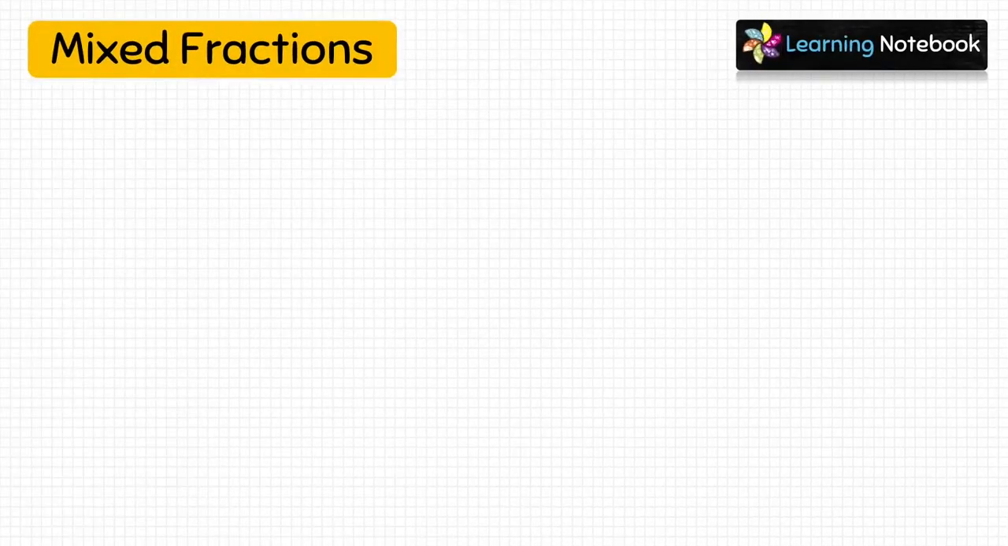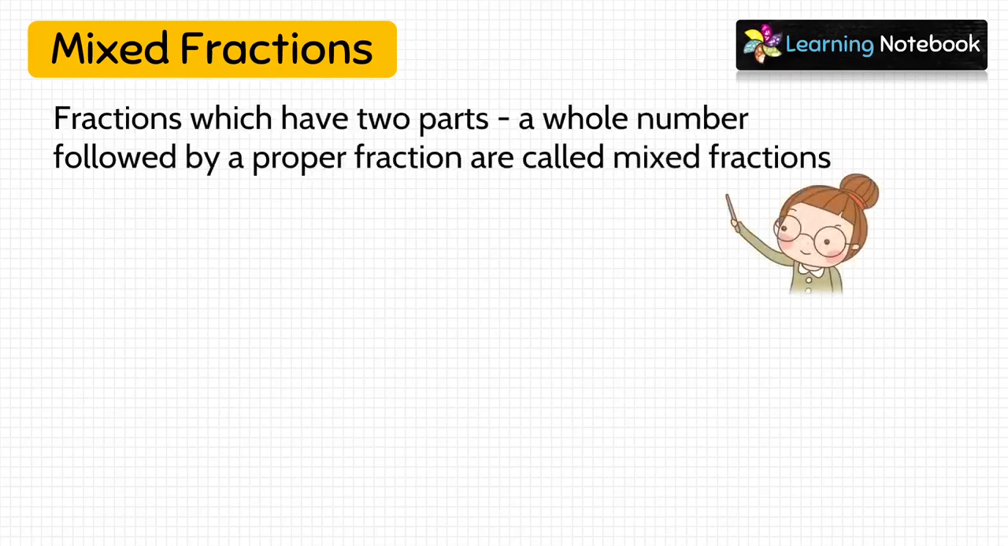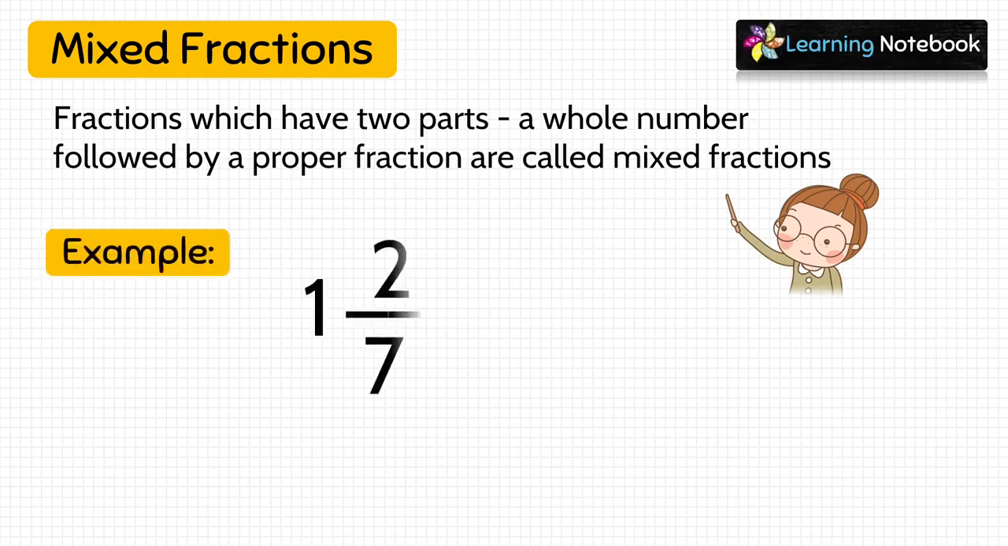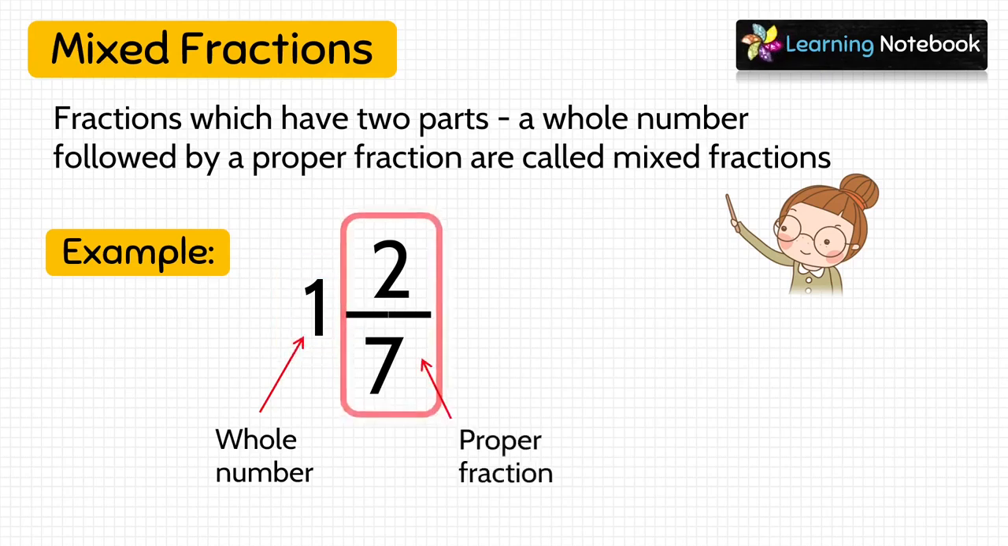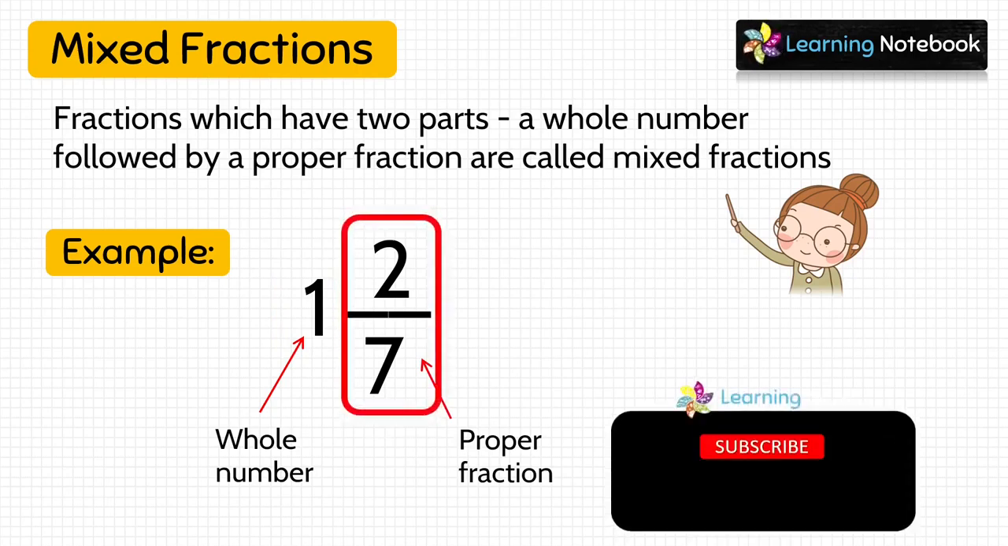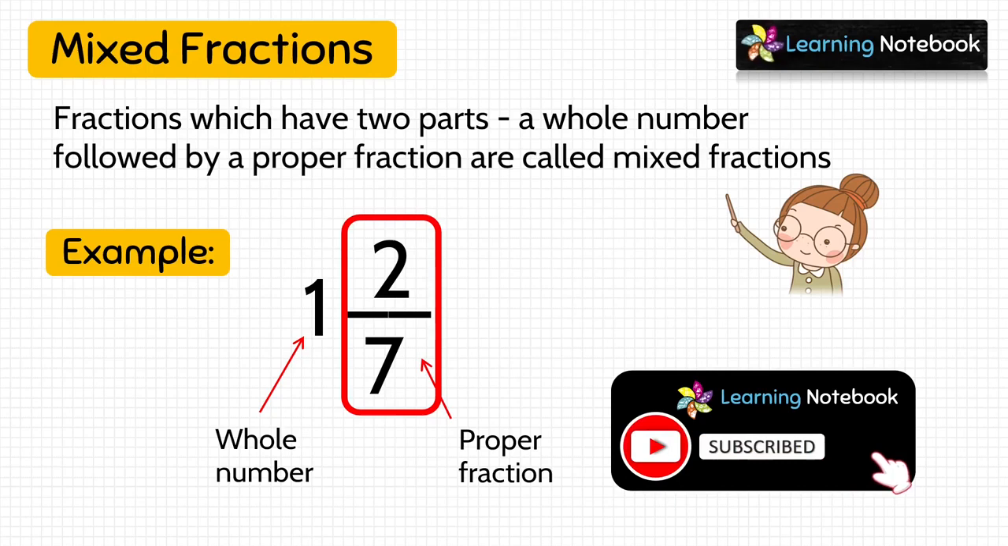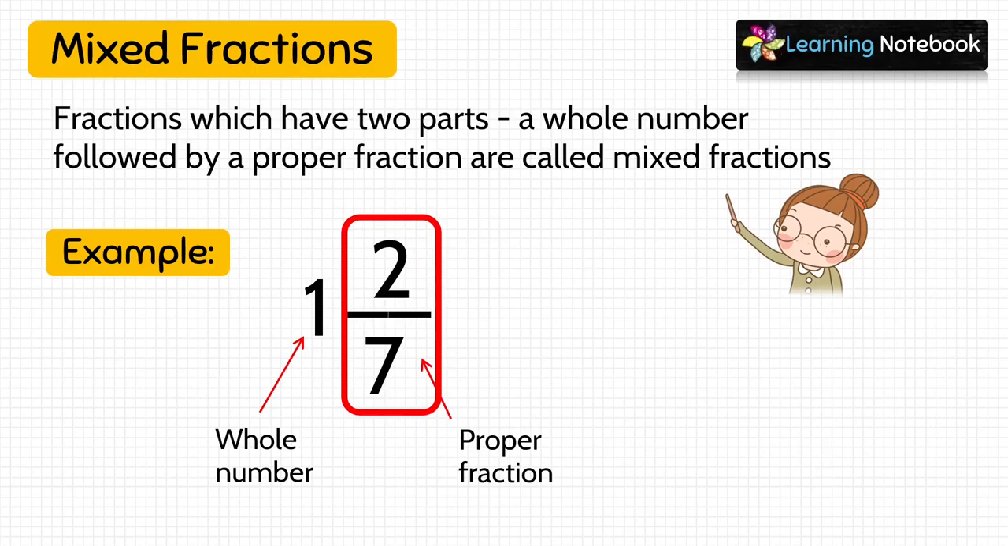Now let's understand what are mixed fractions. Fractions which have two parts, a whole number followed by a proper fraction, are called mixed fractions. For example, fraction 1 2 by 7. Here 1 is the whole number and fraction 2 by 7 is a proper fraction. So 1 2 by 7 is a mixed fraction because it has two parts, a whole number and a proper fraction.